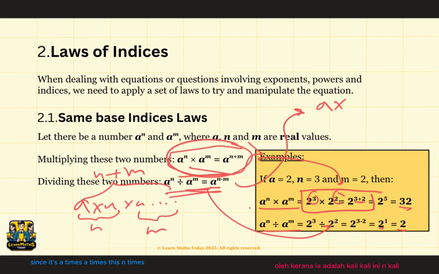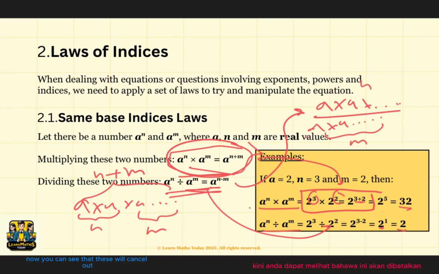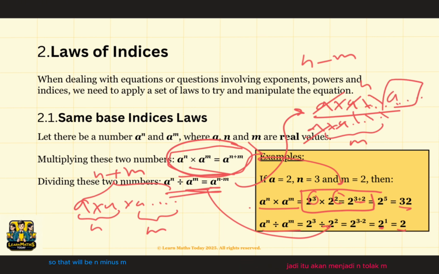Since it's a times this n times, you're dividing it by a times a m times. Now you can see that these will cancel out all the way until you get n minus m. Because let's say if n is greater than m, then there'll be some that aren't cancelled out at the top. So that will be n minus m, which will give you this. And if n is smaller than m, then there'll be a few numbers at the bottom, which will give you a negative number in that case.